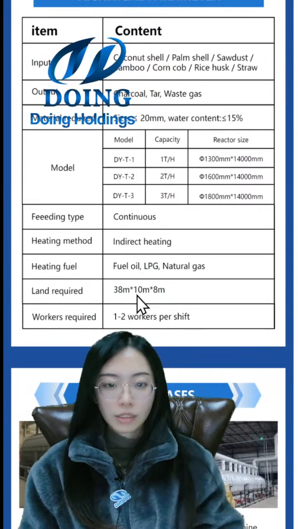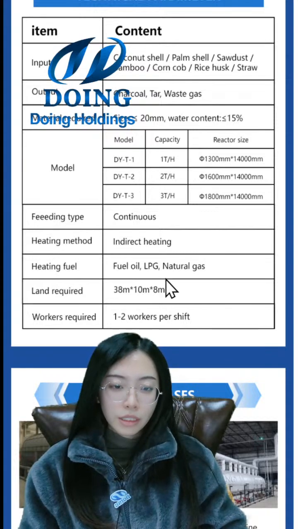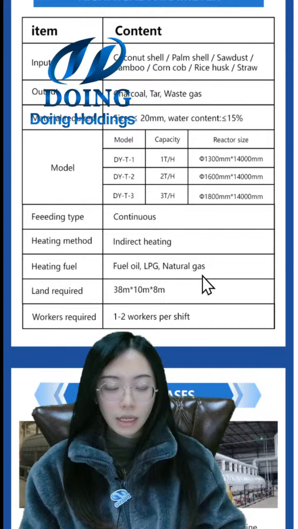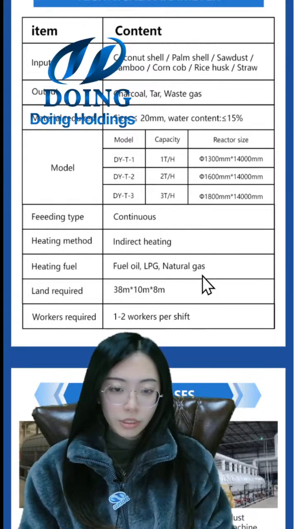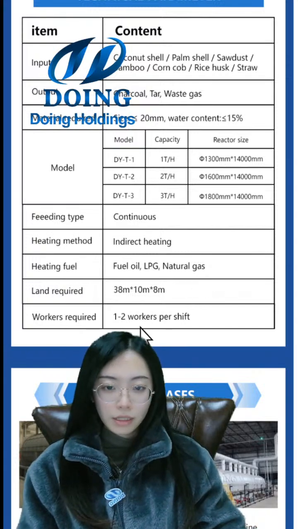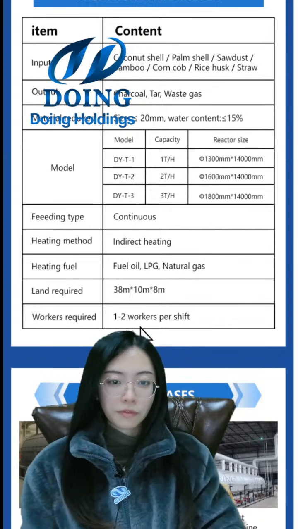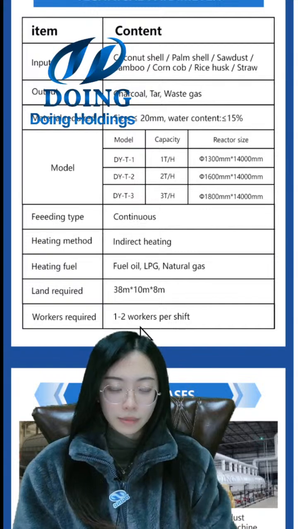Indirect heating prolongs the service life, and the heating fuel can be fuel oil, LPG, natural gas and syngas, or you can use tar wood for heating. The temperature is 200 to 300 in one furnace, and 400 to 600 in the other. Land required and workers required are just for reference. All the equipment supports customization.